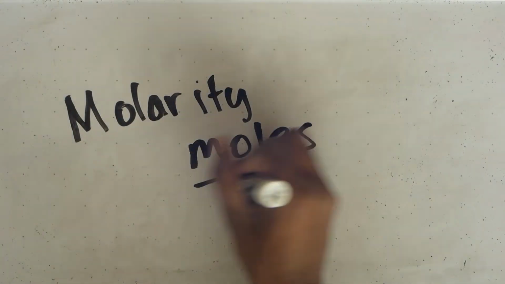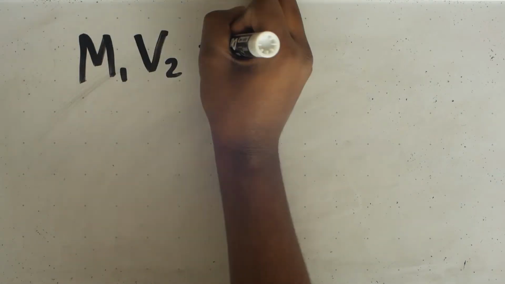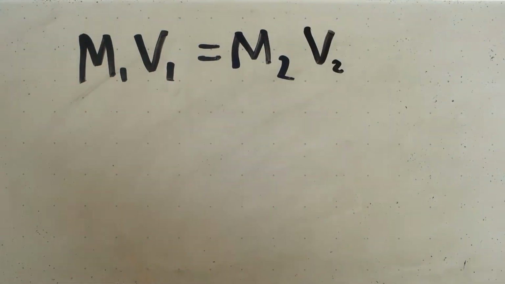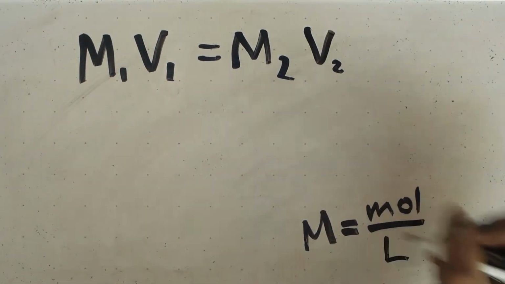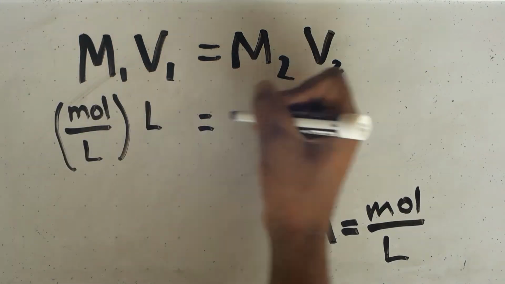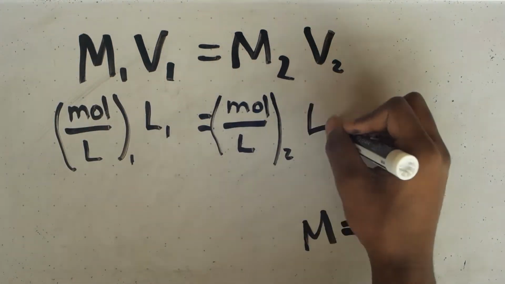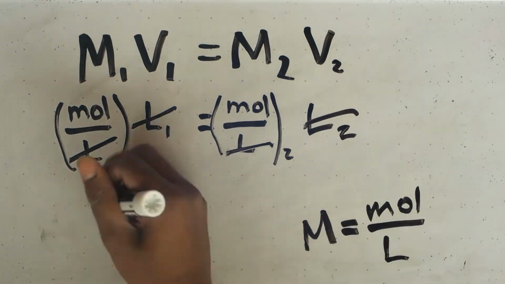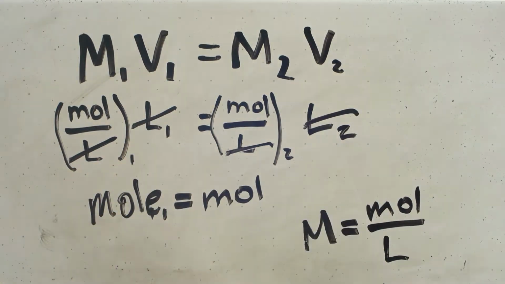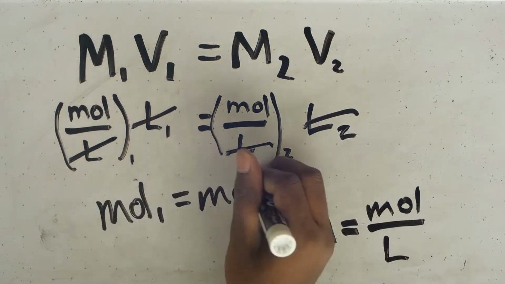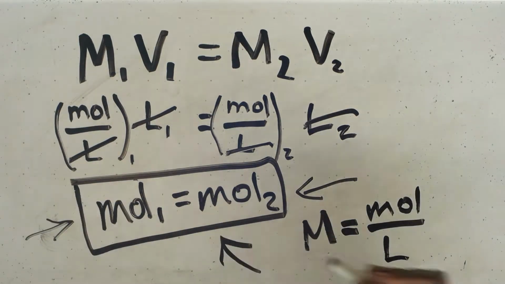You'll always be given the molarity and volume of one of your substances. As for the other substance though, you'll only be given one, either the volume or the molarity. We plug these values into the equation M1V1 = M2V2 to find the missing value. In the end, we just want the total moles of H+ to equal the total moles of OH-.